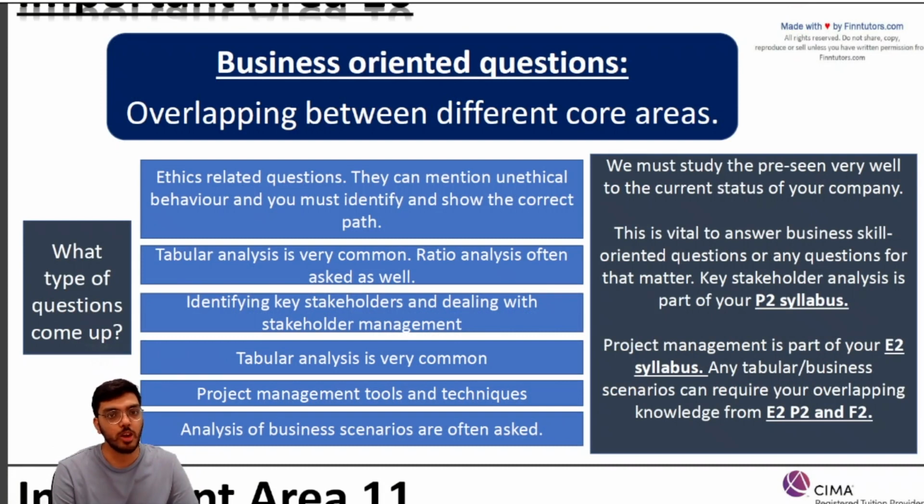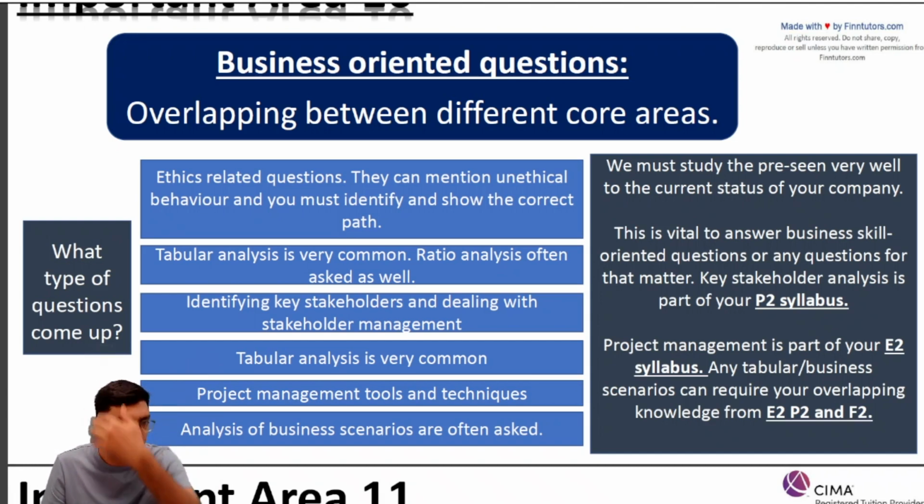Topic number 10 that I always speak about is business oriented questions, which means many a times there are core areas which are overlapping with one another. You cannot say it's the P2 syllabus, it's the E2 syllabus, it's the F2 syllabus. It's overlapping at times. And that is why in this segment, we'll be discussing the overlapping problems or important areas which are highlighted in your blueprints, but they overlap between the syllabus areas, and that is why we put them all together.